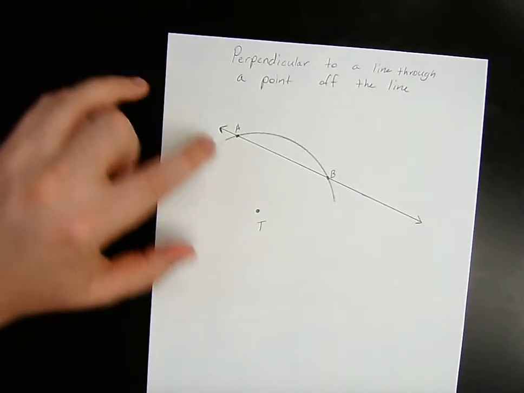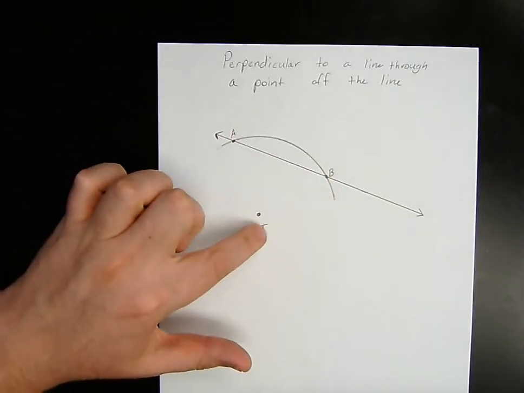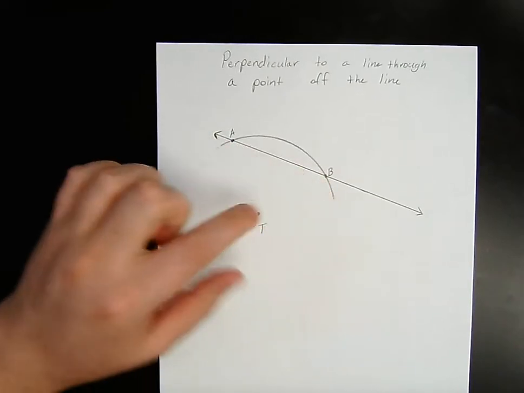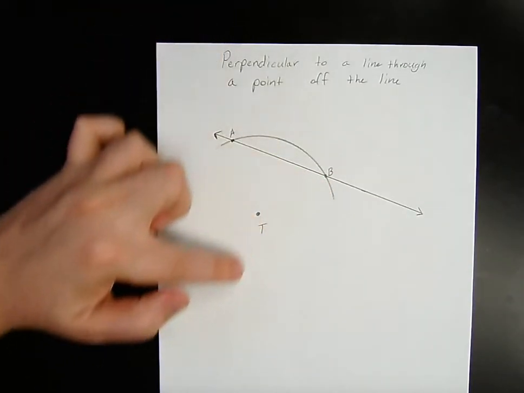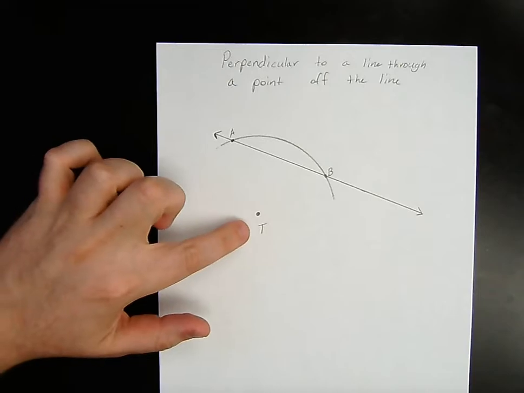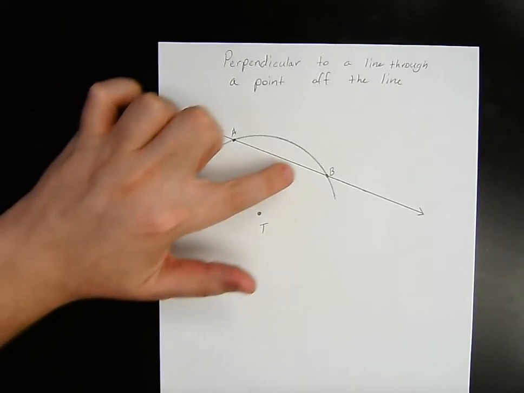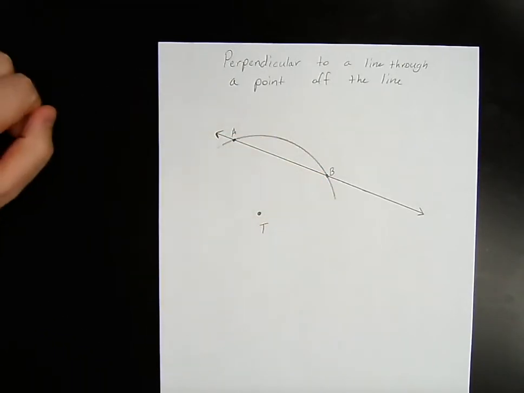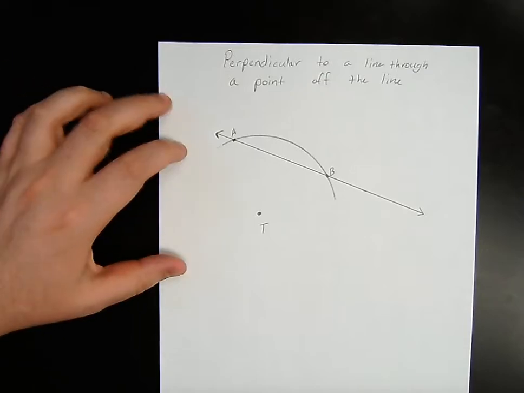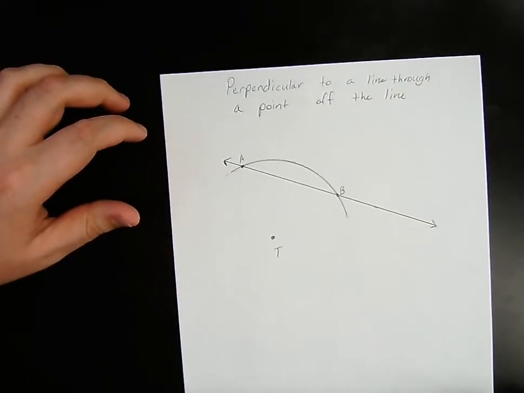Now, we know that point T would be on the perpendicular bisector of this, because you have a conjecture that says if a point is equidistant from the endpoints of a segment, then it falls along its perpendicular bisector. That's one of your first conjectures from Chapter 3. So now this just becomes your perpendicular bisector construction.